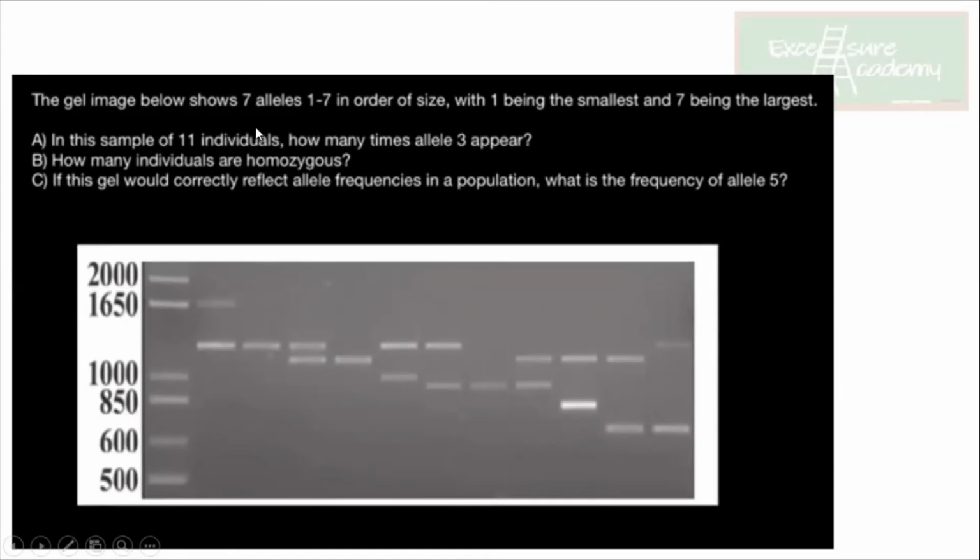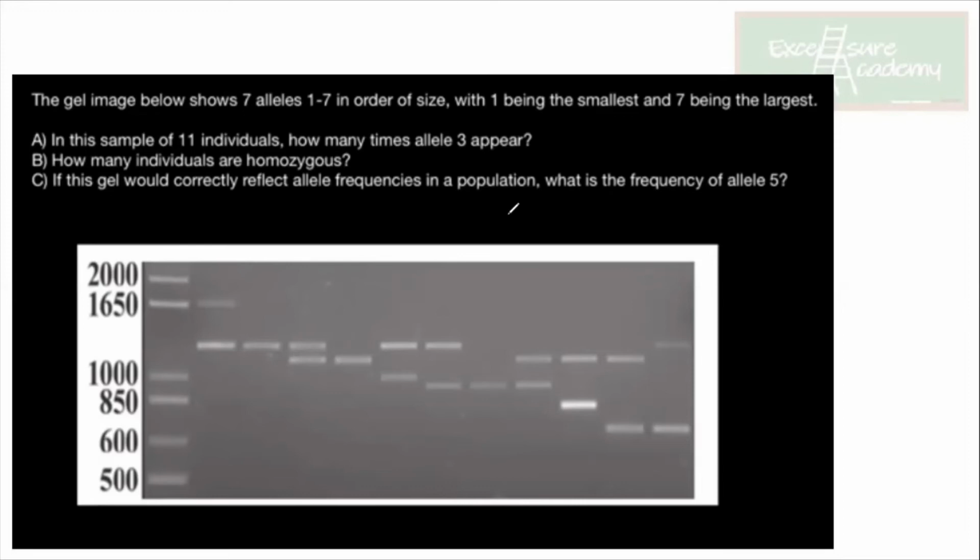The gel image below shows 7 alleles, 1 to 7 in order of size, with 1 being the smallest and 7 being the largest. Now, in the sample of 11 individuals, how many times is allele 3 appearing? Second, how many individuals are homozygous? Third, if this gel would correctly reflect allele frequency in a population, what is the frequency of allele 5?